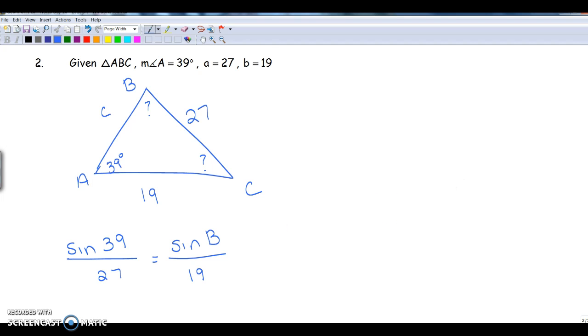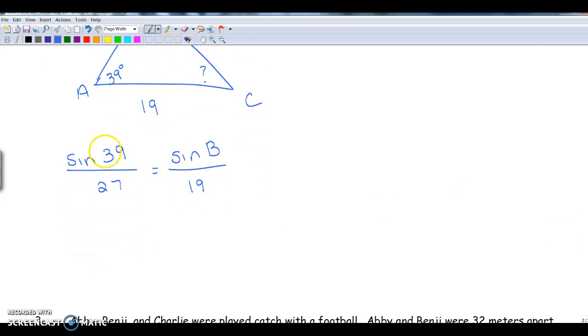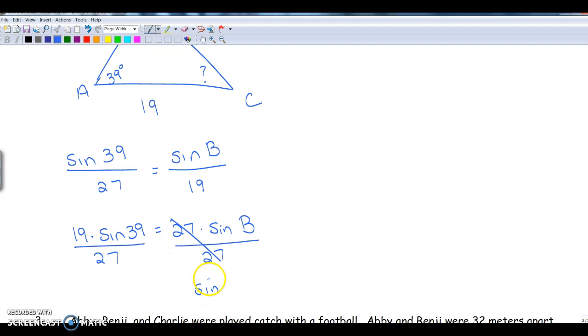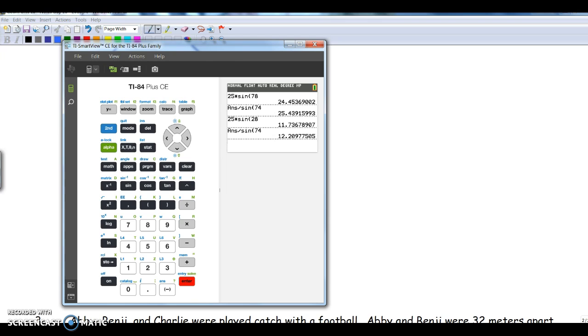So we're going to be cross multiplying, and we're going to have 19 times the sine of 39 equals 27 times the sine of angle B. This one's going to be a little bit different. What we're going to want to do is get rid of the 27 so that the sine of B is by itself. So we got sine of B equals whatever this thing is. So let's figure out what that is on our calculator.